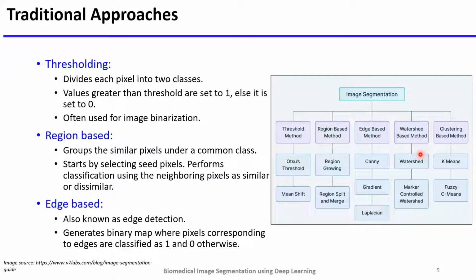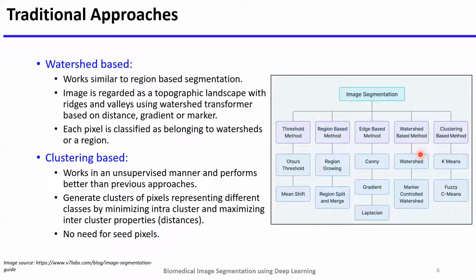So basically, it also generates a boundary map where pixels corresponding to edges are classified as 1, otherwise they are 0. Coming to the watershed-based approach, it works similar to region-based segmentation. The image is regarded as a topographic landscape with ridges and valleys, using the watershed transform based on distance gradient markers. Here, each pixel is classified as belonging to a watershed or a region.